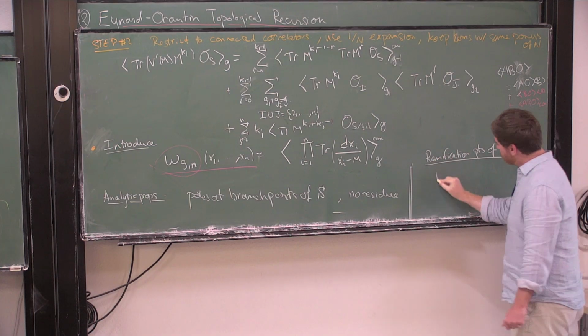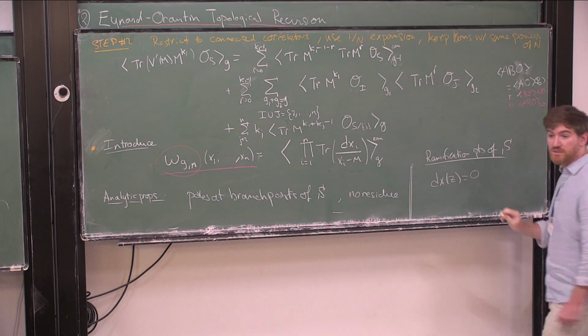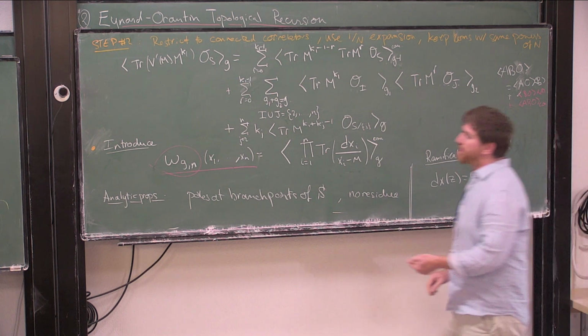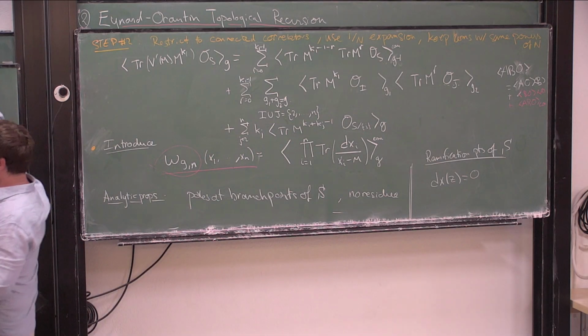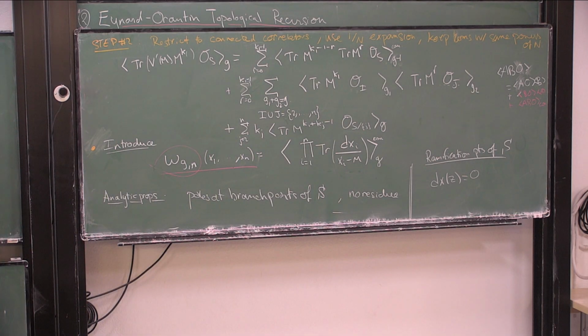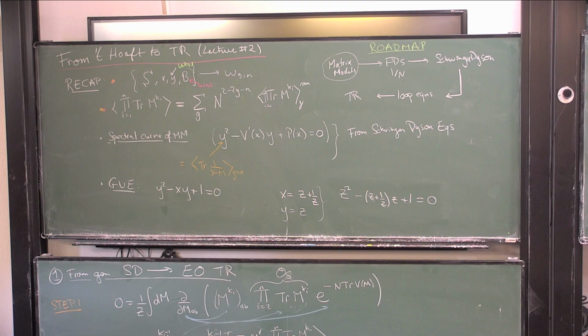They're going to be those values of z where dx of z is equal to 0. So just to make this a little concrete, let's go back to our GUE spectral curve that we had over here. Okay, so x is z plus 1 over z. So what would those be? GUE.